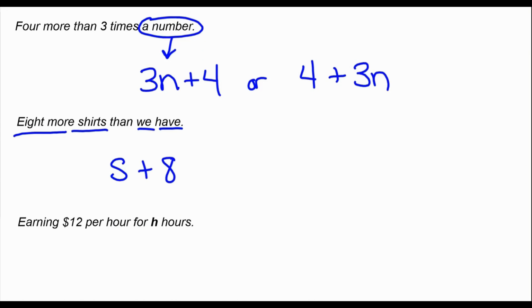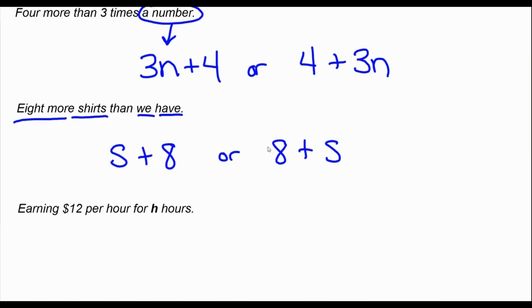So the context clues there were implying addition. So I'm going to add 8 to S. And again, I could have had 8 plus S, since addition is commutative. Either one of those algebraic expressions is doable because they are equivalent.